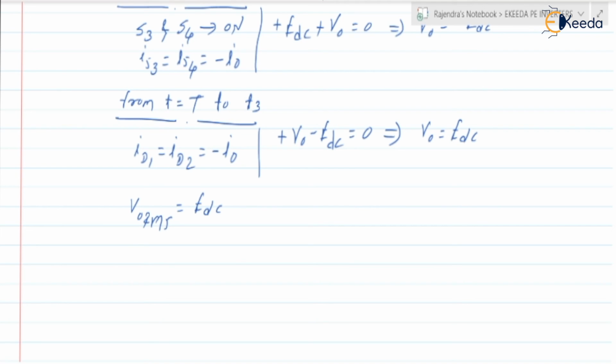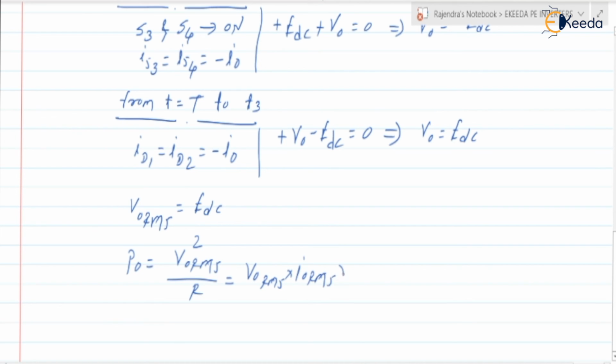What about the load power? We can write load power P0 is equal to V0 RMS square divided by R, or this can be written as V0 RMS into I0 RMS into cosine of tan inverse of omega L by R. In this way we can find the P0.